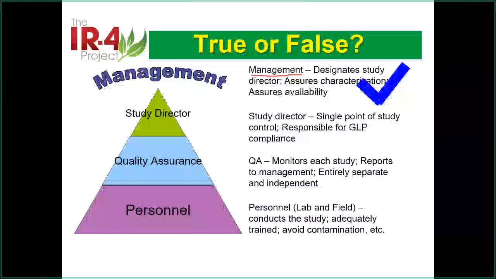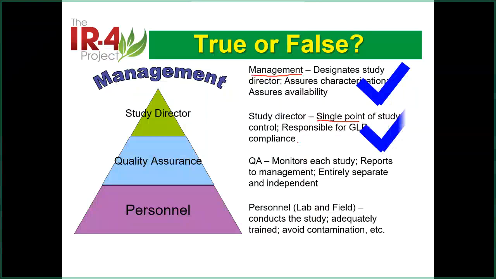How about the study director? Study director, single point of control, correct. Responsible for GLP, correct. How about the next one, QA? QA monitors each study and should be separate from the system and independent. That is also a correct statement. And all the personnel, lab and field, are doing the work. That is also correct.